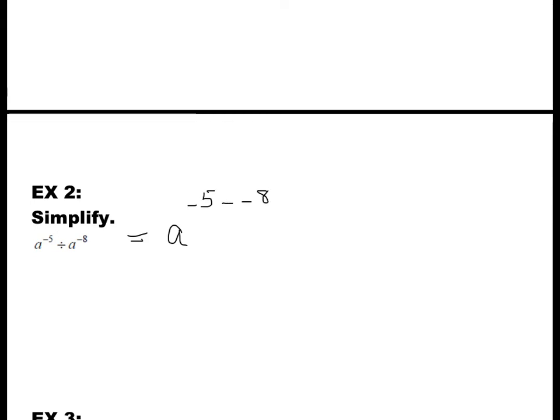Now, in this case, we have division of powers. The base is the same, a, so we subtract the exponents. So the result is a exponent negative 5, and we subtract, so it's going to be minus 8. Now, by definition, minus minus gives you positive. So I get plus 8. So the answer is a exponent 3.